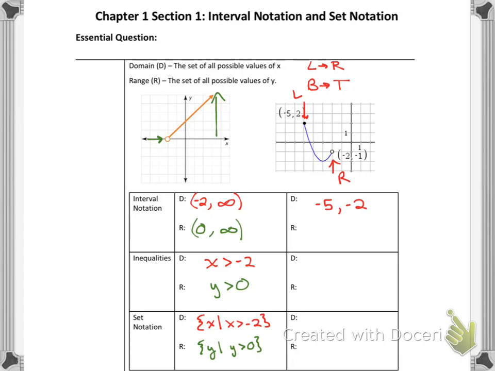Then we just have to pay attention to whether or not they're open or closed. The one on the left is closed, so it gets a bracket. The one on the right is open, so it gets a parentheses. And that's it. That was our domain. Now this bothers people, what I'm about to talk about, and that is the range. Range is bottom to top. Okay? So this point right here is not the lowest point. The lowest point is actually right here. Right there. That is the bottom. That is the top. Because I have a graph between those two values, those two y values.